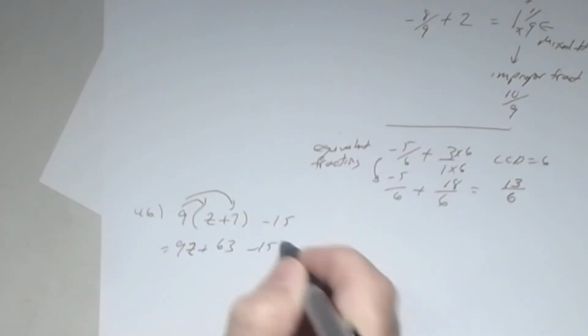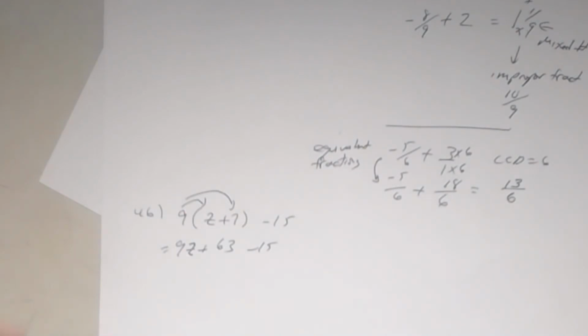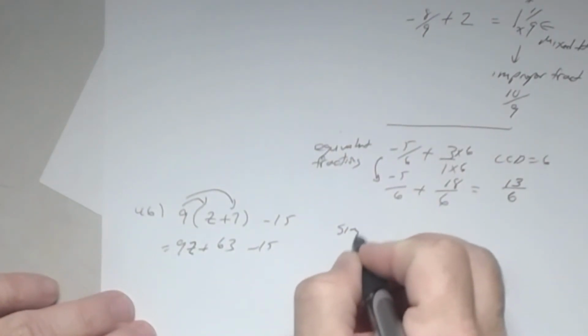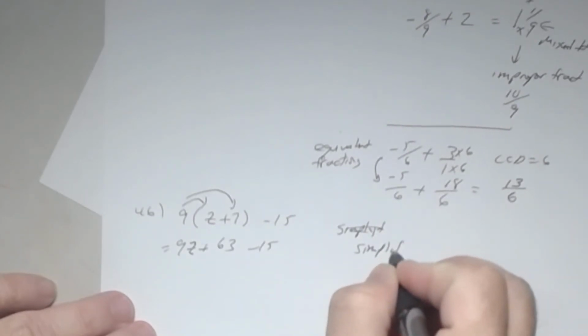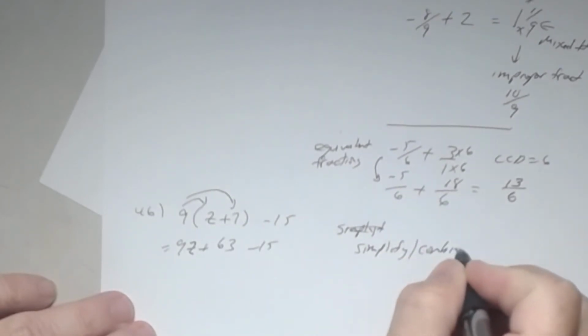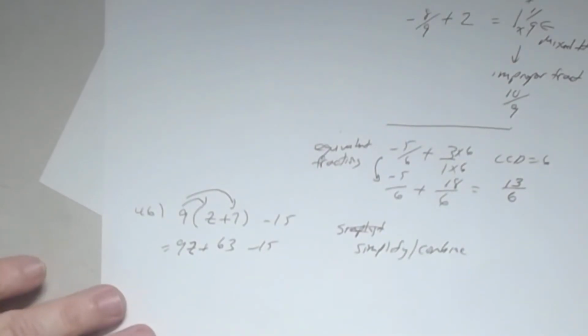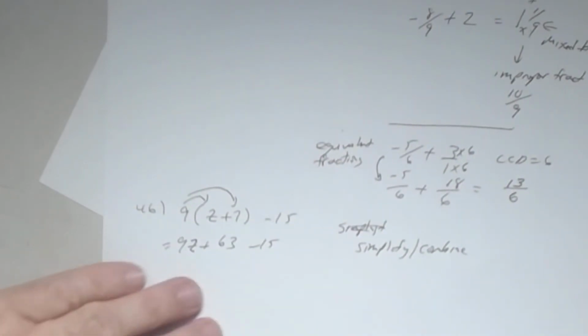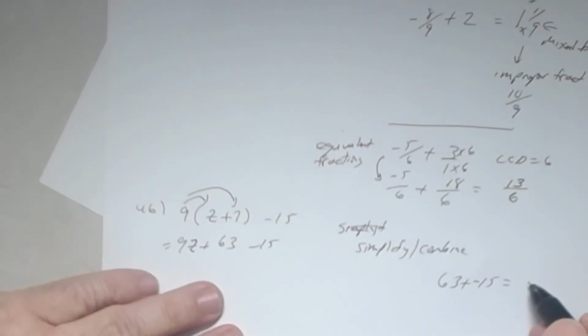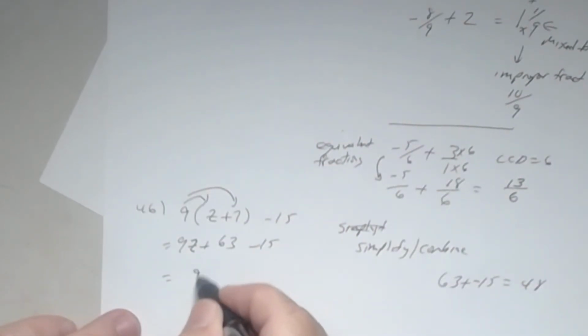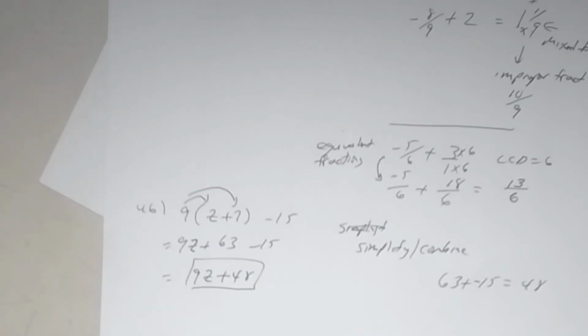All right, but I do have an extra term, and what's that extra term? Minus 15. Now what do you think they want us to do with those three terms? Combine them, simplify them. So you're going to simplify by combining. All right, now what terms can you combine? 63 and negative 15. So on your calculator, what's 63 plus the negative 15? 48. So what's the answer? 9z plus 48. All right, so that's 46.